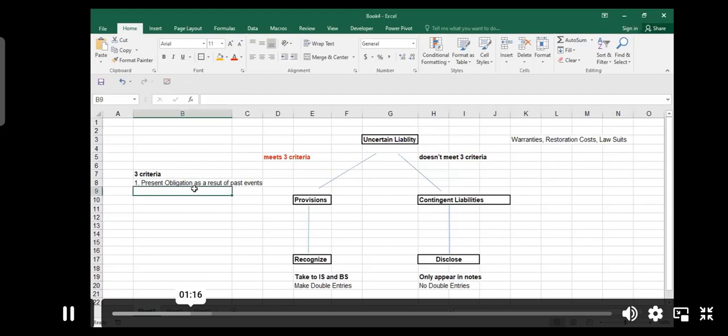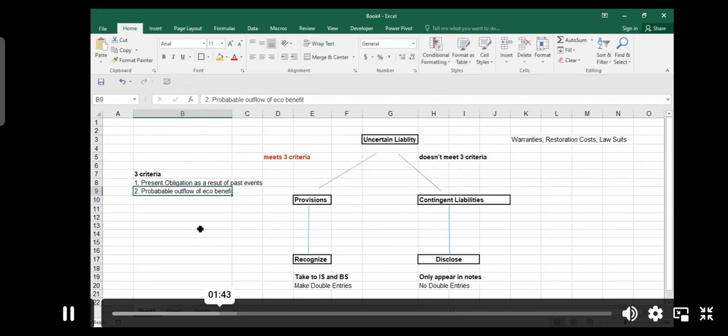Like when I'm preparing my financial statements on 31st of December, I already have given you the warranty. I put my signatures, I put my stamp. So it is my liability. It is my obligation to give you warranty. Criteria number two, probable outflow of economic benefit.